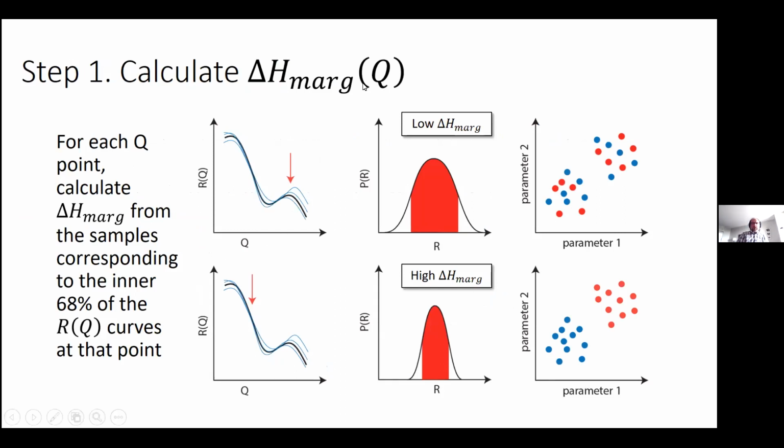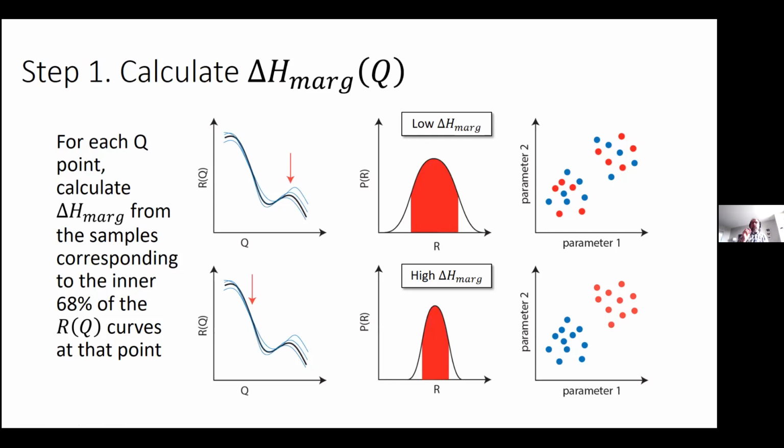So how do we actually do the information calculation? Well, you go through each, in this case, Q point. It could be a more generalized instrument configuration, but in this case, it's Q. You go to each Q point, and you look at the distribution of R of Q at that point, which looks something like this. And you assume that if you were to measure there, you would measure at the median of this distribution.